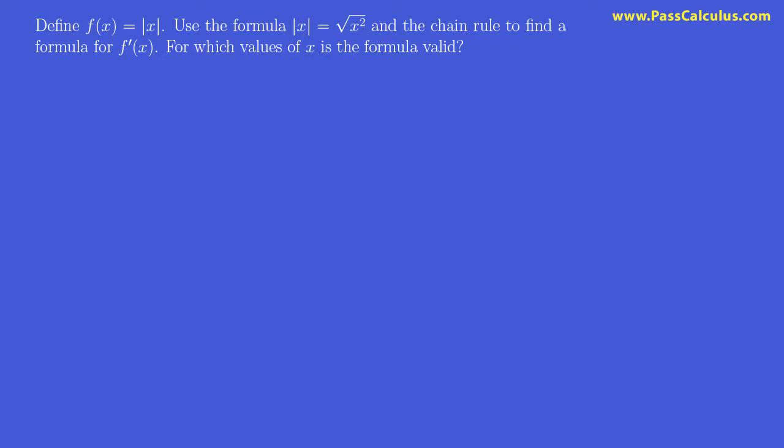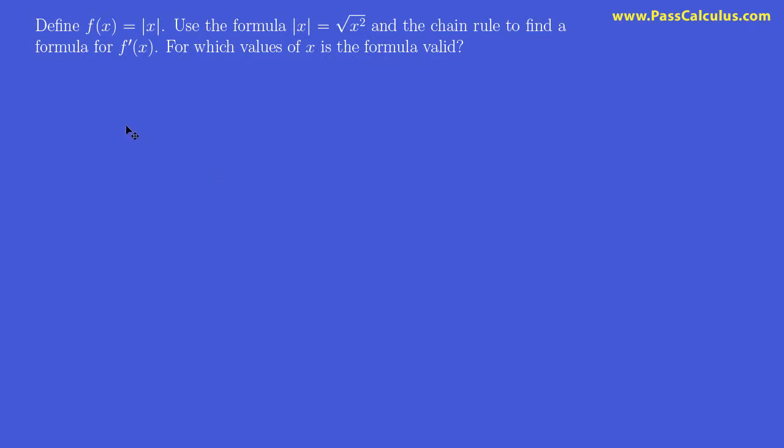For this question, we're going to use the chain rule to find the formula for the derivative of absolute value of x. So if we define a function f of x to be absolute value of x, remember the formula that the absolute value of x is actually equal to the square root of x squared. Let's use that fact with the chain rule to find the formula for f prime. And then afterwards we'll think about for which values of x the formula is valid.